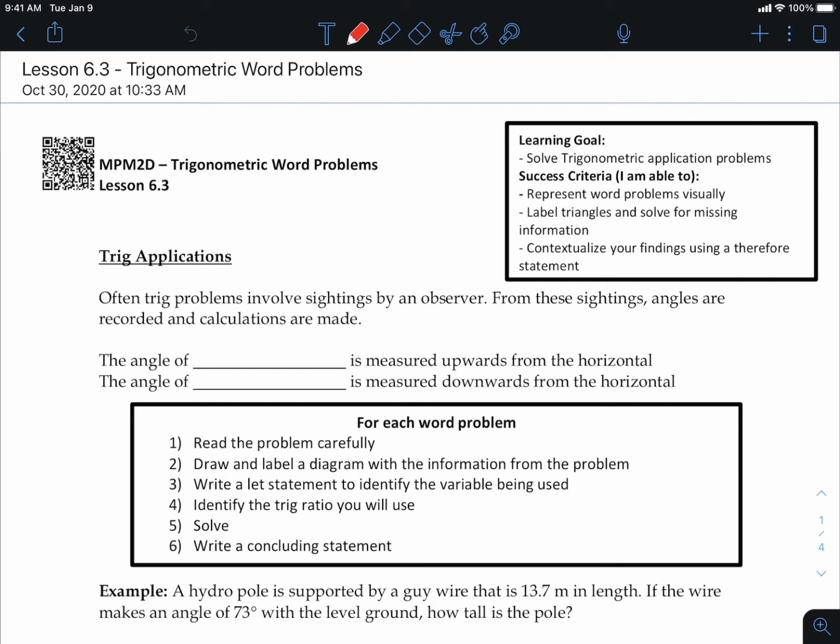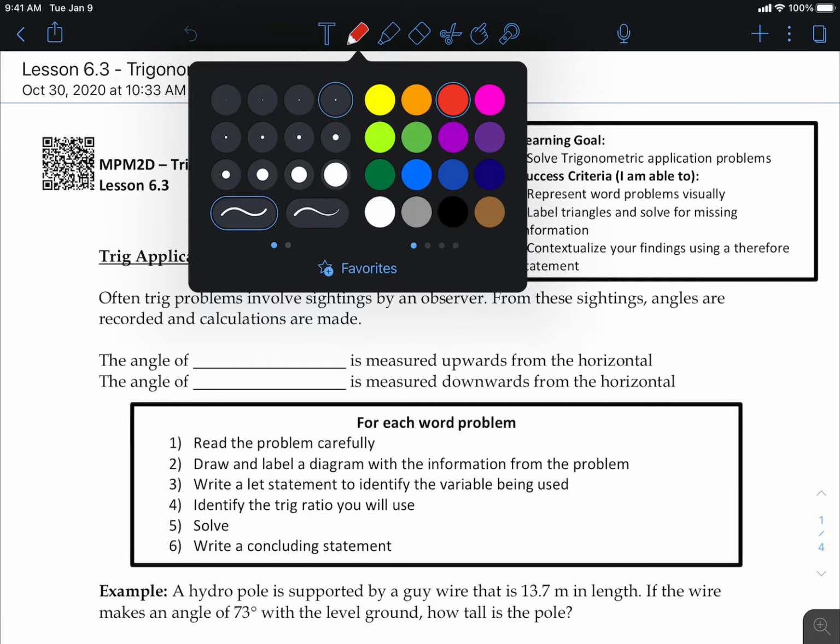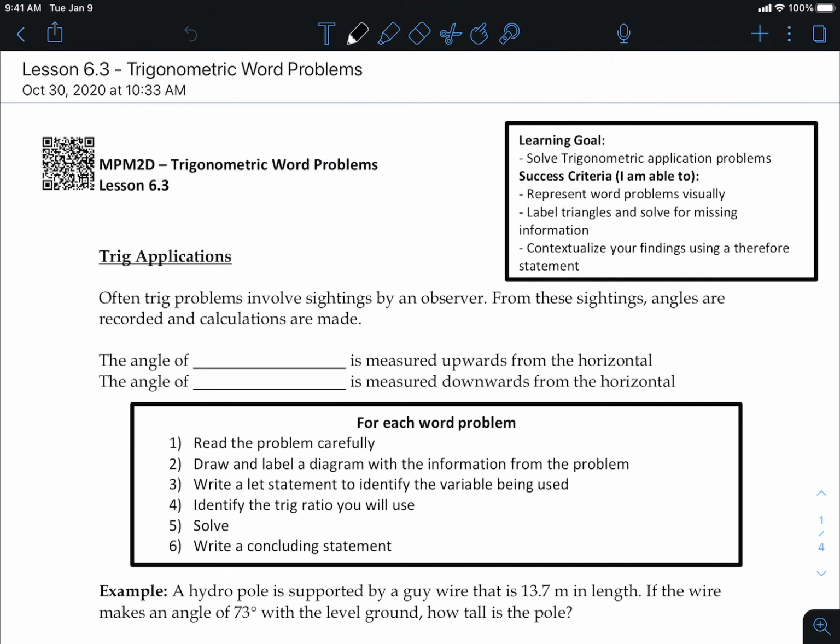Okay, so often trig problems involve sightings by an observer. These sightings or angles are recorded and calculations are made. There's some new terminology here: the angle of depression and the angle of elevation. Elevation means up. The angle of elevation is measured upwards from the horizontal, and the angle of depression is measured down.